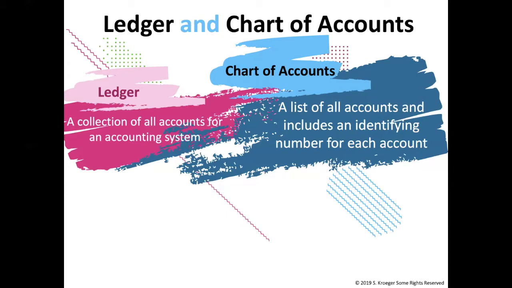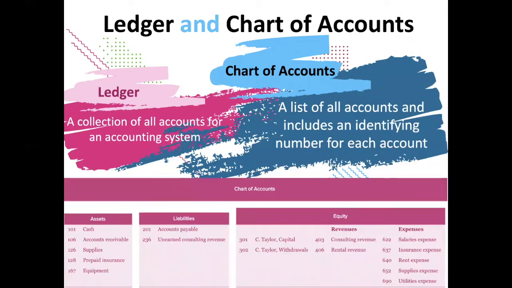The chart of accounts is related to the ledger because all these accounts will have a ledger account and balance. For instance, cash is account number 101. I would go to the ledger to find account 101, cash, if I wanted to know the balance. It does go in order where assets go first, then liabilities, then the equity accounts, including the revenues and expenses.